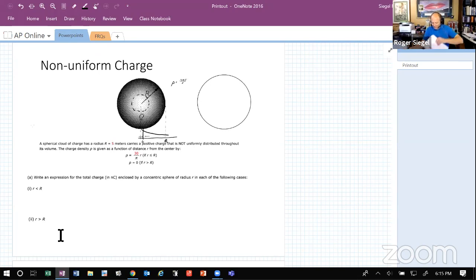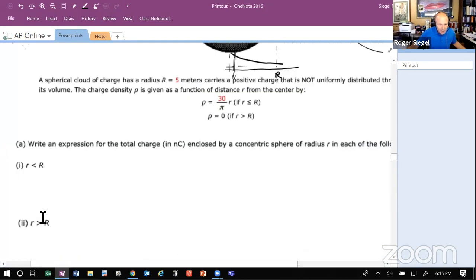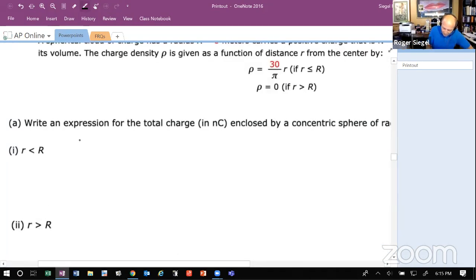Finding my notes. Okay. All right. So the first thing, it says write an expression for the total charge. So let's get started here. So the total charge, actually, let's say that the total charge will be capital Q. The total charge, capital Q, is going to be equal to the density times the volume. Now that's the density if it's the same density uniform everywhere.